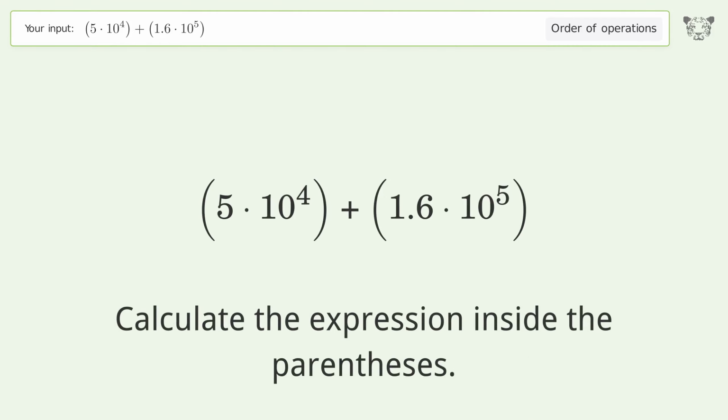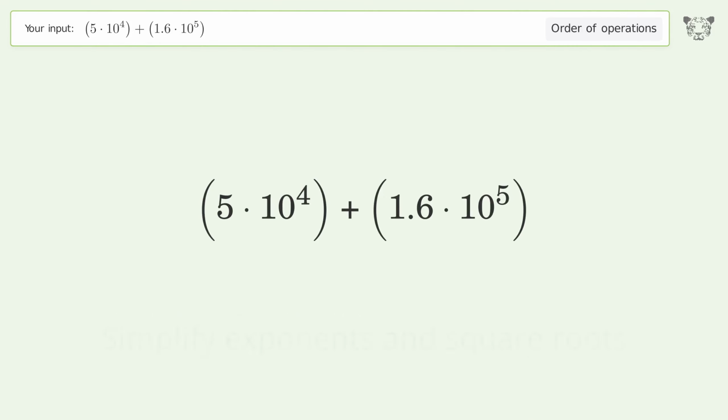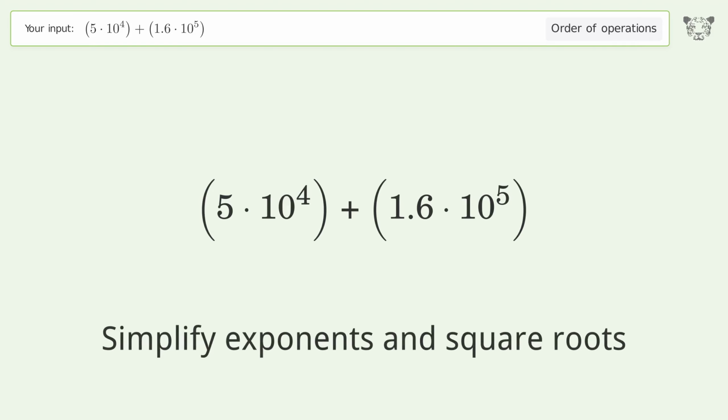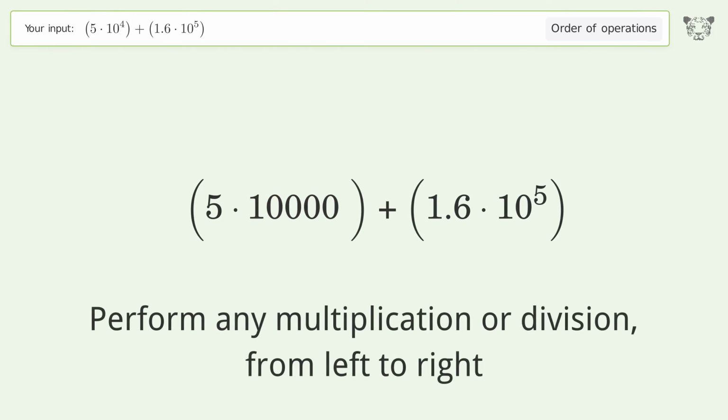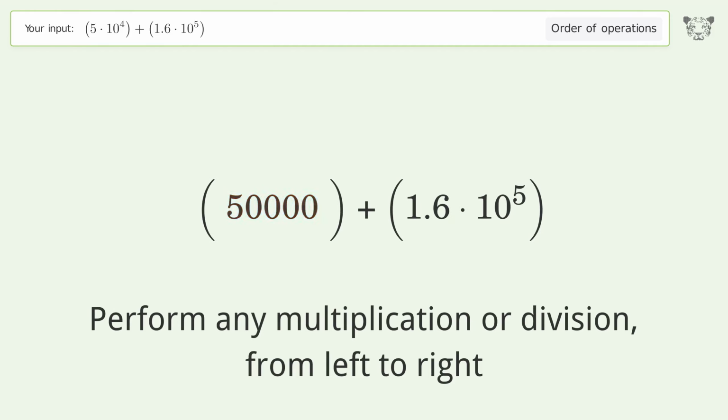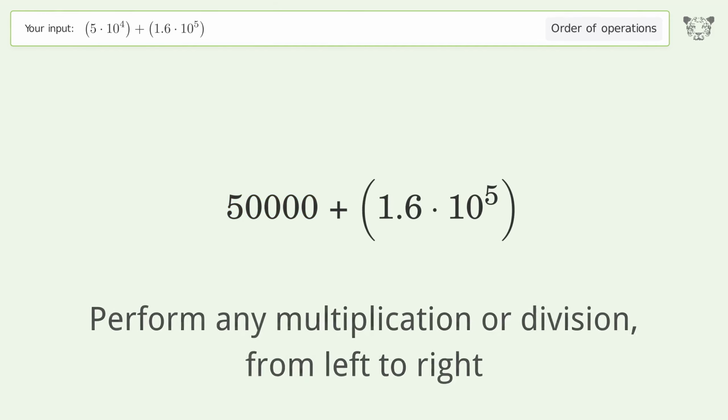Calculate the expression inside the parentheses. Simplify exponents and square roots. 10 to the power of 4 equals 1,000,000. Perform any multiplication or division, from left to right. 5 times 1,000,000 equals 5,000,000.